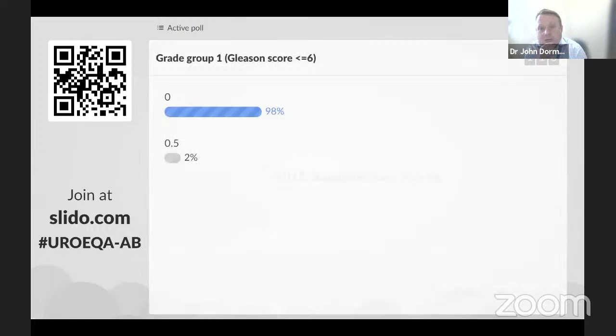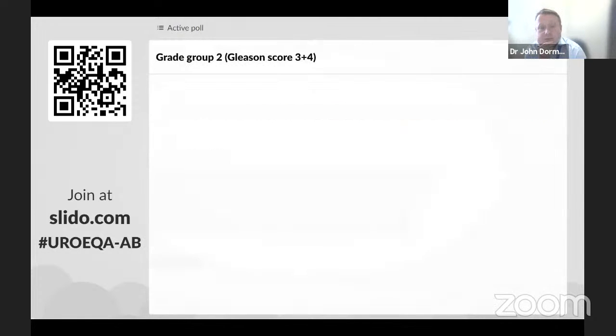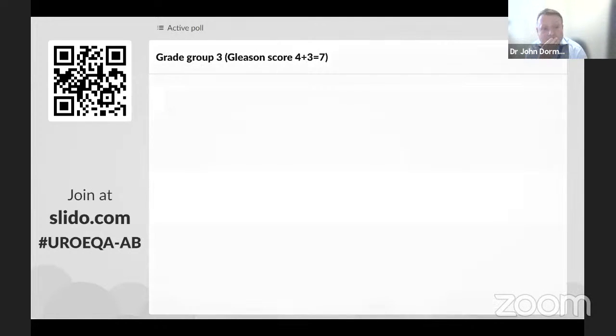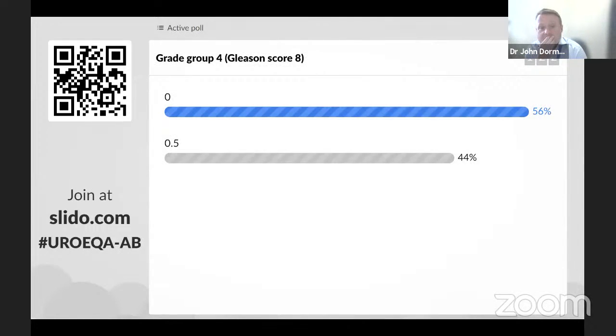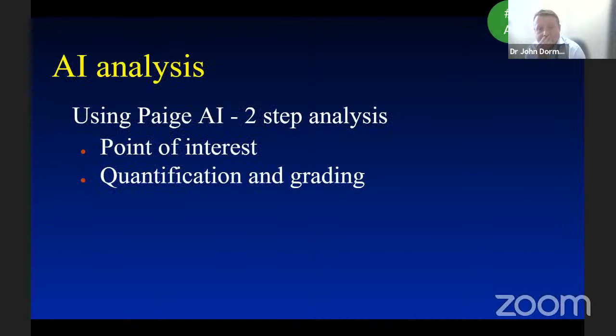Okay, let's have a look. So yes, Gleason grade group 1, 0. Grade group 2, 0.5. Grade group 3, 0.5. Grade group 4, 0. And grade group 5, 0. Is the majority decision. And then we can move on to the AI system looking at this case.